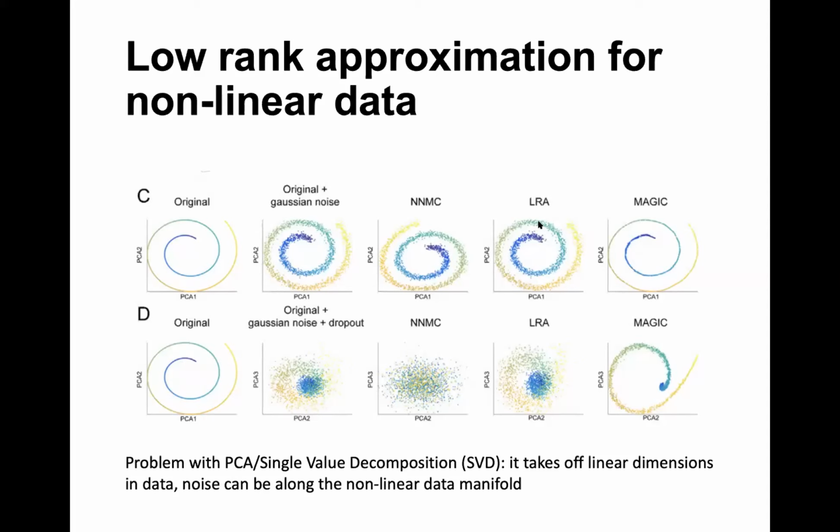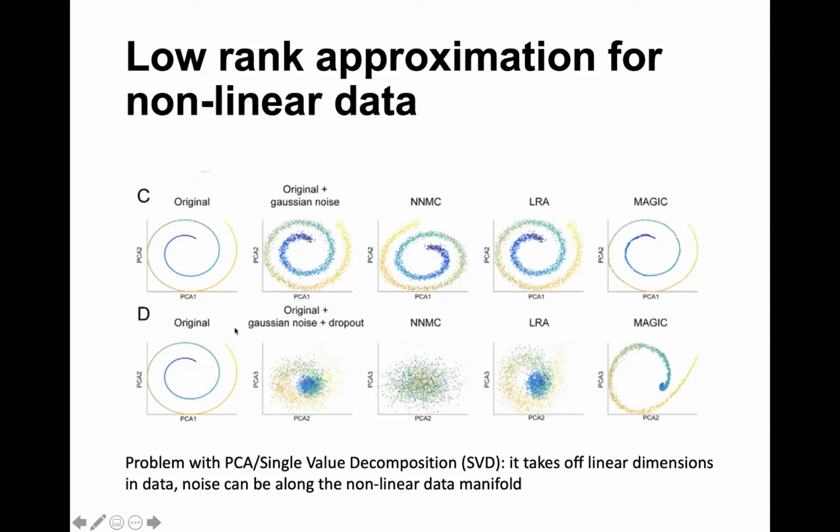But as it turns out, low rank approximation using SVD, which is related to PCA, is not the best option if you have noise that goes along the manifold of your data, particularly if the manifold of your data is nonlinear or curvy in the original data space, which most of the data sets in single-cell RNA sequencing tend to be. So here is an example.